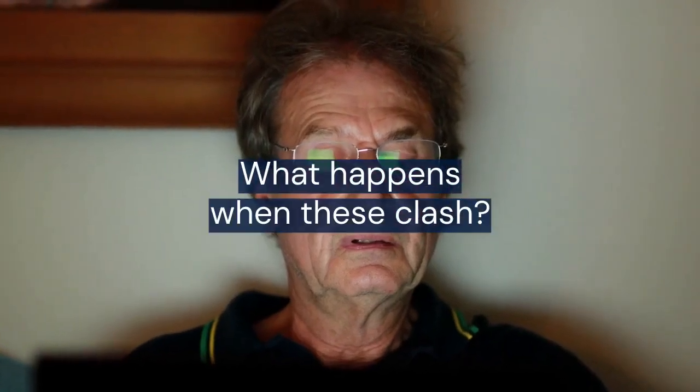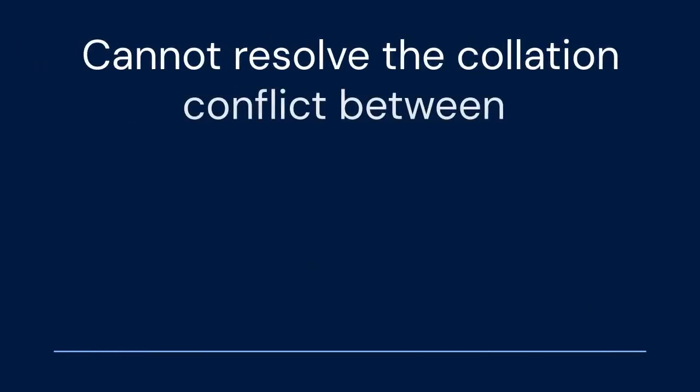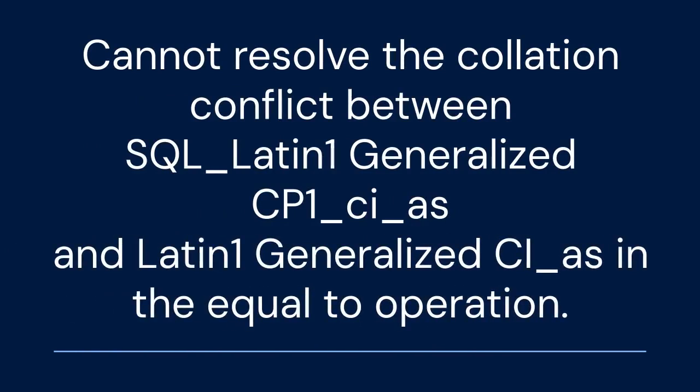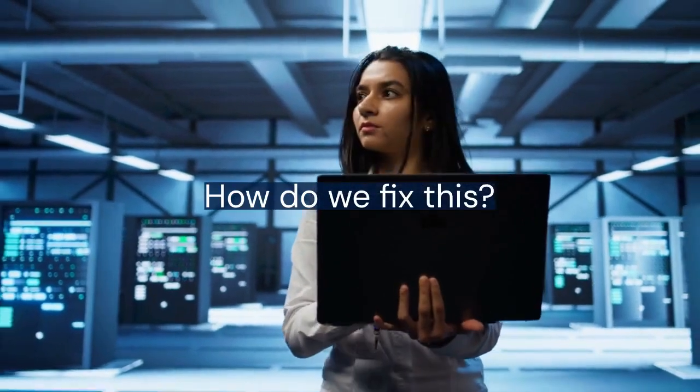So what happens when these clash? You'll often see errors like "Cannot resolve the collation conflict between SQL_Latin1_General_CP1_CI_AS and Latin1_General_CI_AS in the equal to operation." This happens because SQL Server doesn't know which set of rules to use for the comparison. So, how do we fix this?